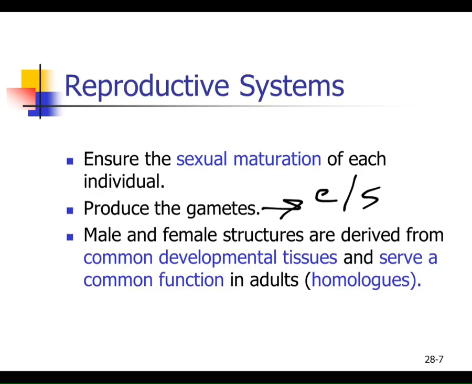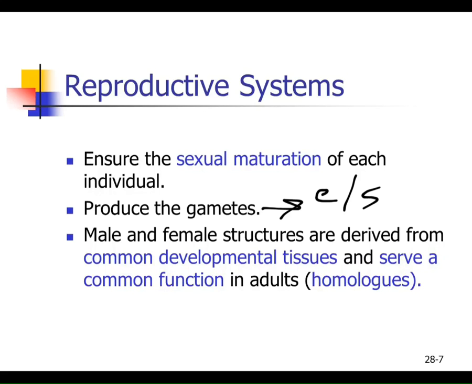Not only are the gonads, these sex glands, making the egg or the sperm, but they're also producing hormones. Right? And these hormones are necessary for the sexual maturation of each of us. So the reproductive systems are going to assure our individual sexual maturation, our secondary sex characteristics, as well as the formation of egg or sperm.